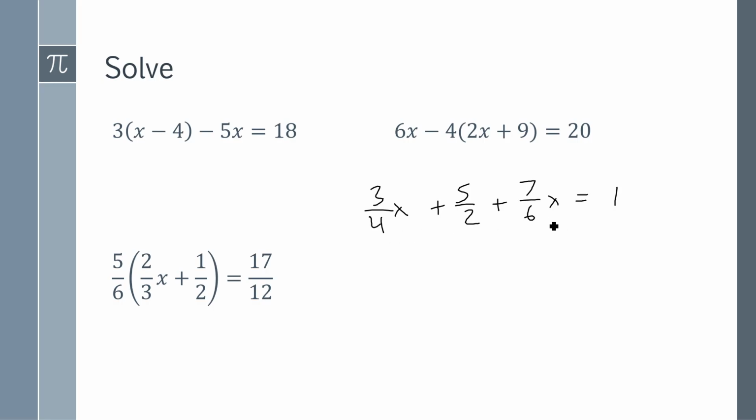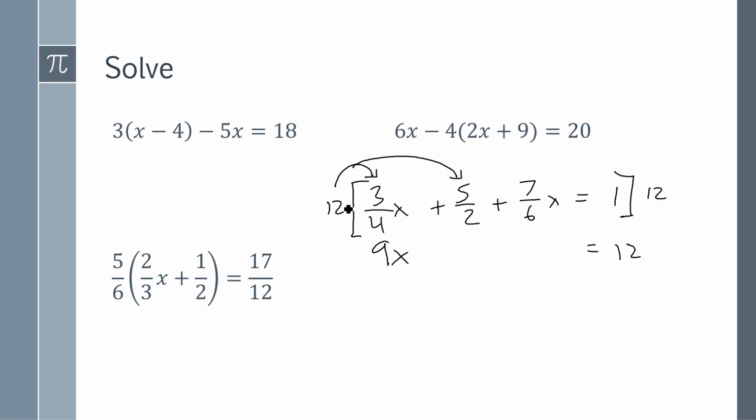Now, in order to do this, I would obviously have to combine the 3/4 x and the 7/6 x. The thing is they're in fractions, and I don't want to deal with that. So I'm going to clear out all the fractions. So I'm going to multiply by the least common denominator for 4, 2, and 6, which is 12. I multiply both sides by 12. 1 times 12 is 12. This 12 distributes right here. 12 divided by 4 is 3. That leaves 3 times 3, which is 9x.